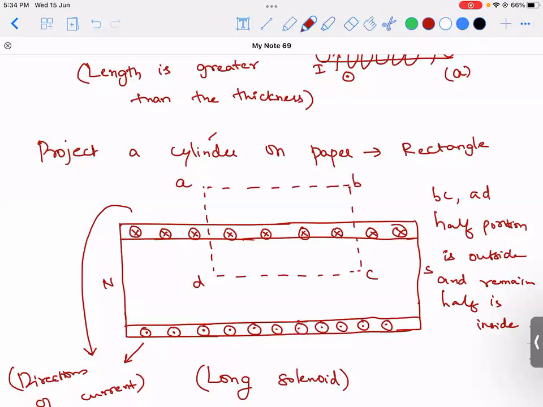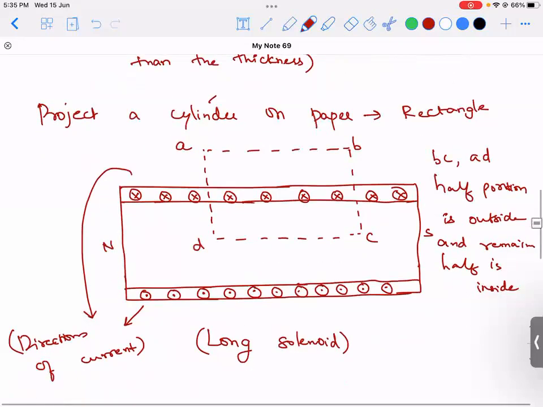Yes, sir. Okay, you understood. So the right hand side is going to be the south pole and the left hand side is going to be the north pole. So the solenoid is also going to behave like a magnet. That's why we are finding the magnetic field, right? So when I say it is a magnet, the question is, what is the direction of the magnetic field outside and what is the direction of the magnetic field inside? Outside it is from north to south pole and inside it is from south to north pole.